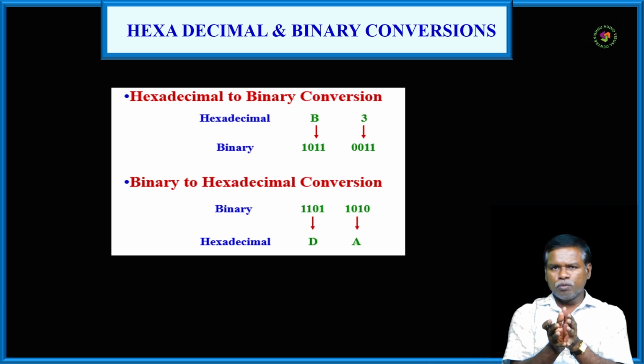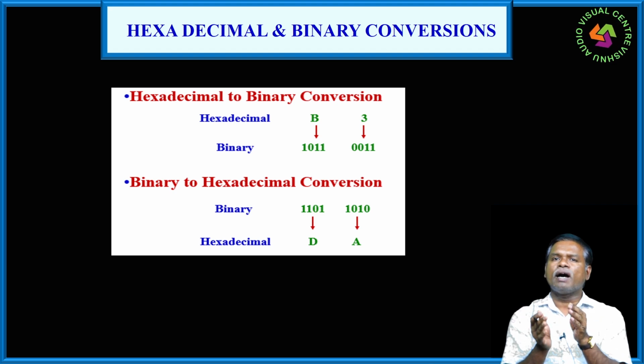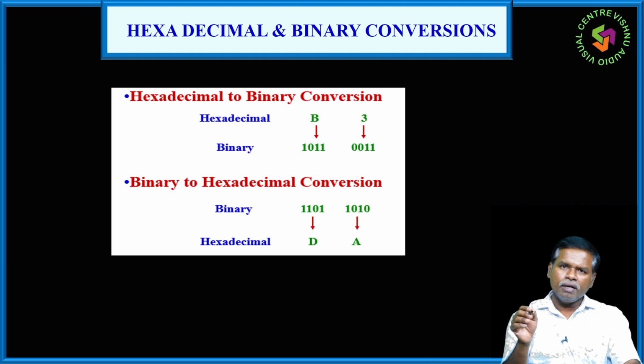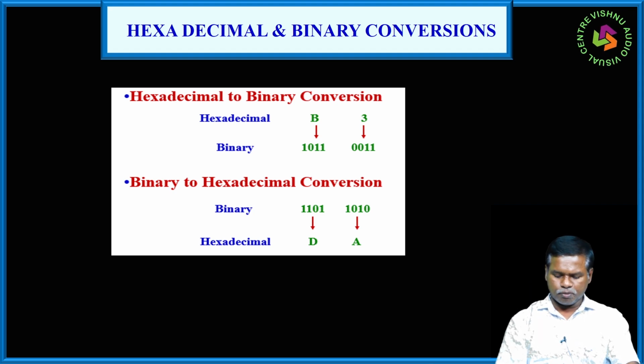The binary number should be in the form of 4 bits. Even if the given number does not have 4 bits, you can append zeros and convert it to hexadecimal.